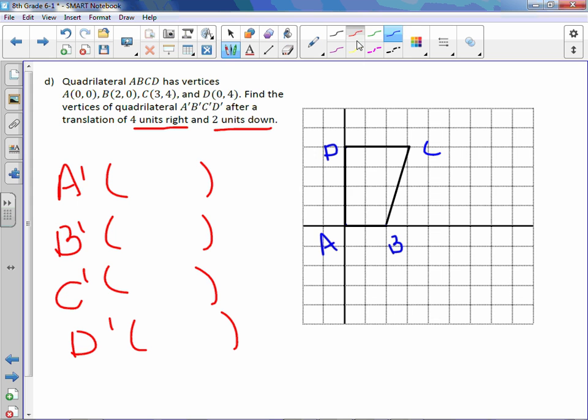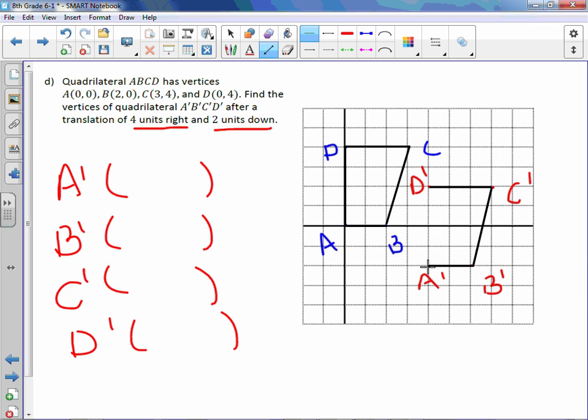We are shifting it 4 units right and 2 down. 1, 2, 3, 4, 1, 2. This is where A prime will be. B prime will be 4 right, 2 down. C prime, 4 right, 2 down, and D prime, 4 right and 2 down. Connect the dots. And there's our new trapezoid.